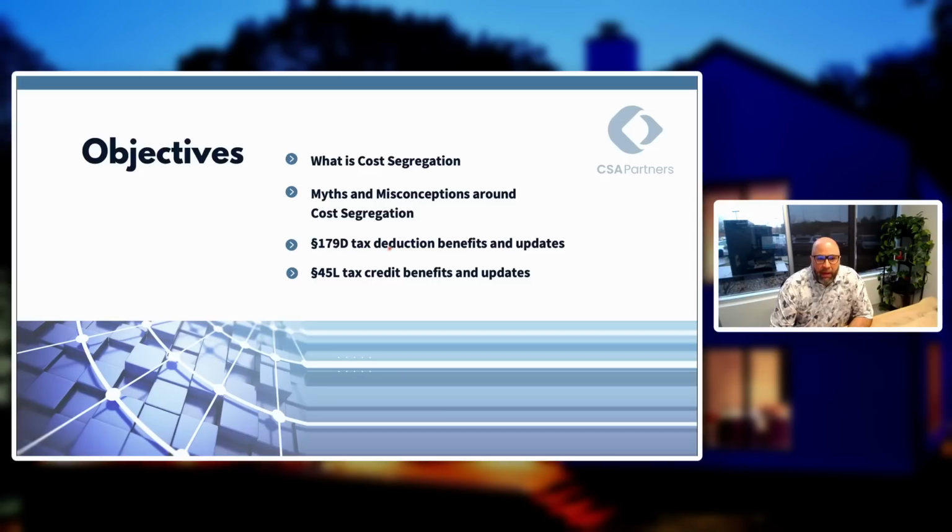Then we'll talk about some of the myths and misconceptions around cost segregation. There have been some major changes to the tax law, and it sounds like from the president's address to Congress the other night, there might be some additional changes on the forefront. We'll talk about those as well. And then, like I said, if we have time, we'll get into 179D and 45L. Again, I just have a slide or two, but wanted to make sure that you guys are aware of that in case any of the projects you're working on fall under any of those tax laws.